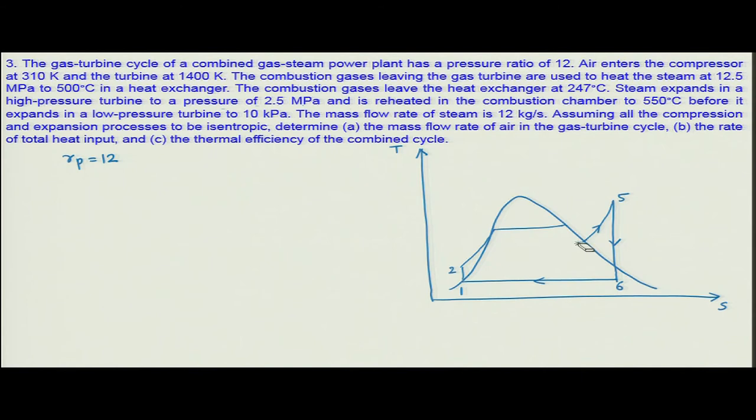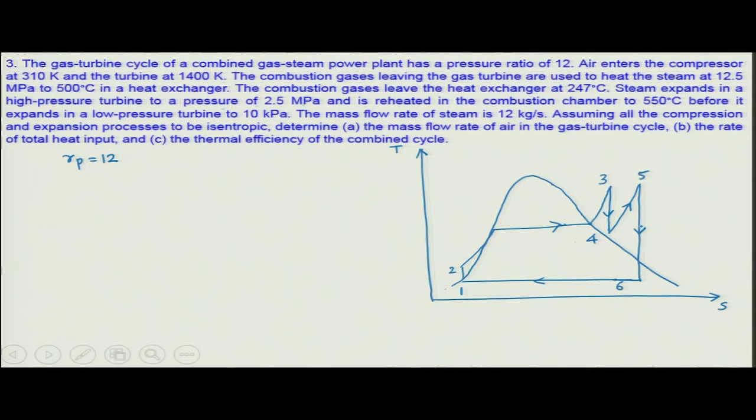So, maybe I will improve this diagram. 2 to 3, 3 to 4, then 4 to 5, and then 5 to 6. Okay, so 5 to 6 is the second turbine. So, this is the steam turbine cycle.